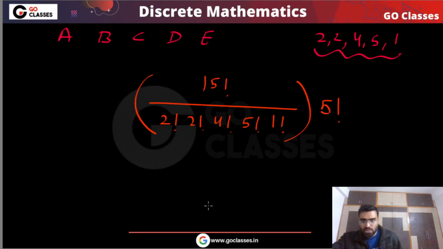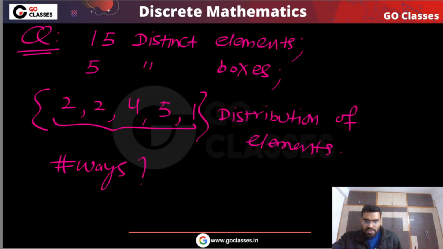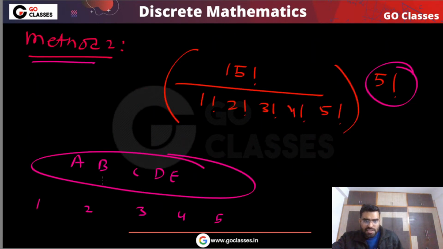So what should I do? Can anyone tell me what I should do? Here I should divide by 2 factorial, yes or no? Because you can notice one thing, just apply the logic.